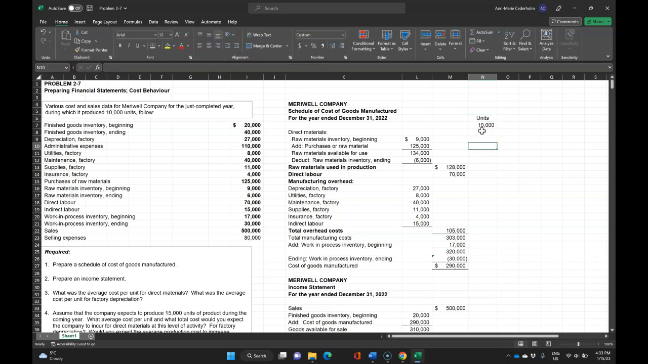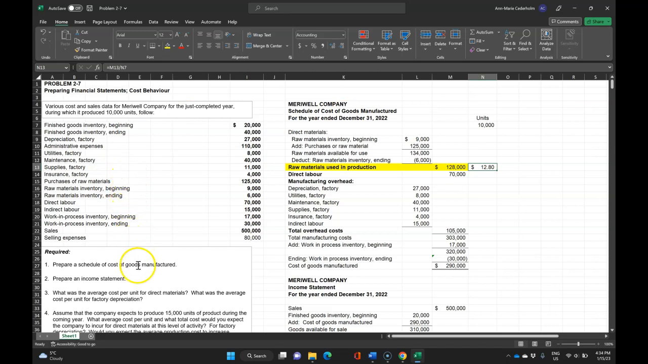So if I want the cost per unit, then I'm going to look at my direct materials. So that would be, I believe, off of this number here, my raw materials used in production. So if I take that total and I divide it by the number of units that I produced, then the cost per unit is $12.80. And that's important because a lot of questions may ask us for the answer as a total for all of the units, or they might just ask us it for a total for one unit.